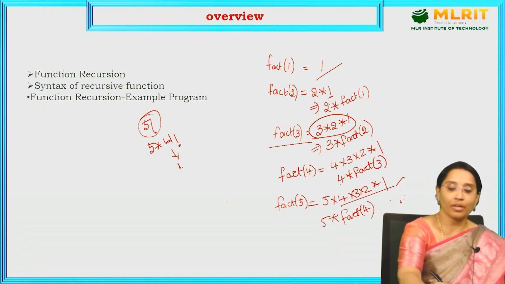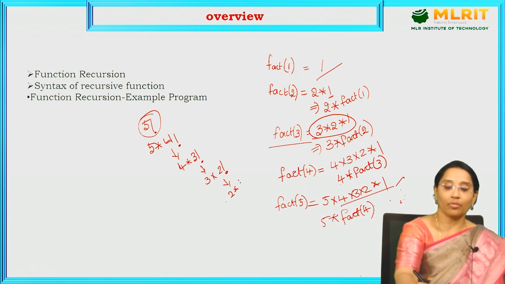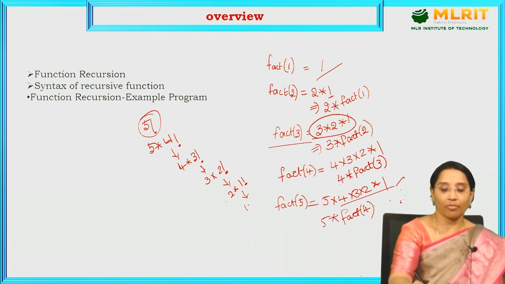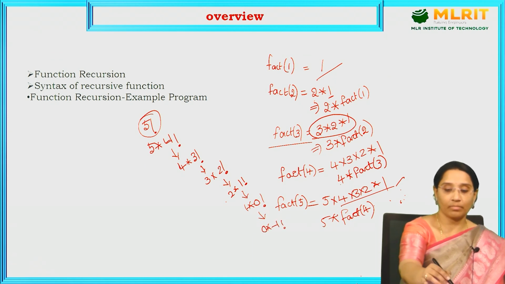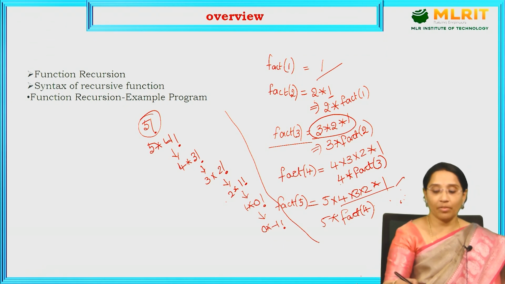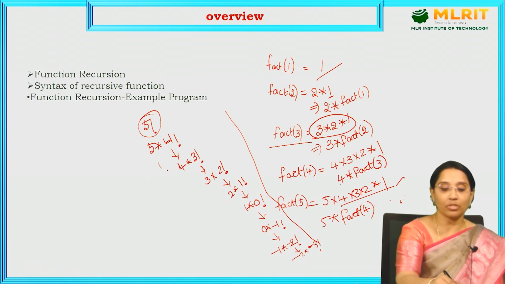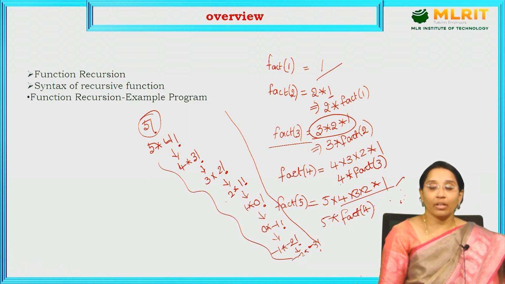So 4 factorial you can write as 4 into 3 factorial, 3 factorial is 3 into 2 factorial, 2 into 1 factorial. Again, if I split this one, 1 into 0 factorial. Even now, if I still want to split, 0 into minus 1 factorial. Again, minus 1 into minus 2 factorial. Minus 2 into minus 3 factorial. See, the process is going on. We have not given any termination condition to stop.